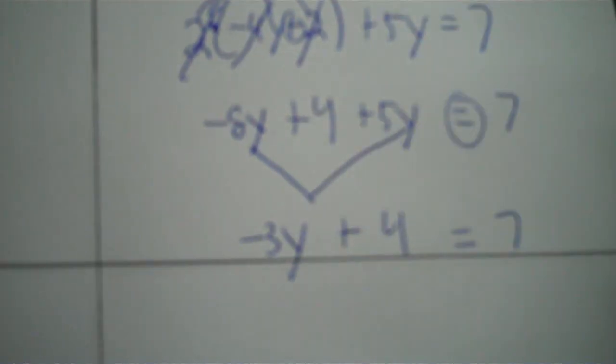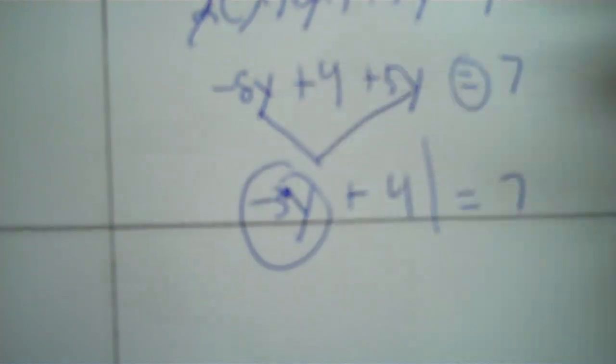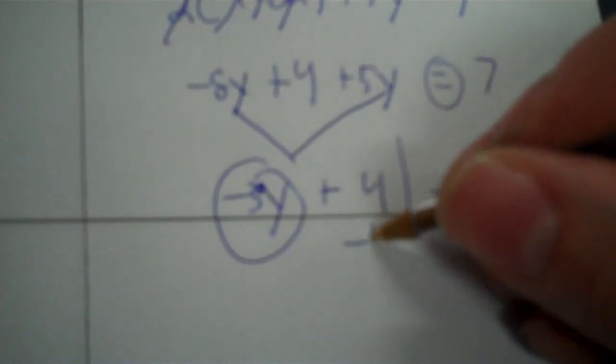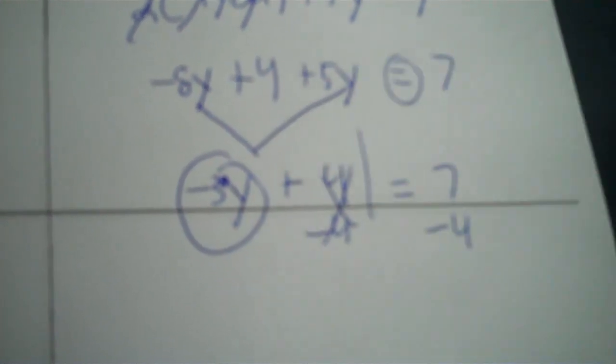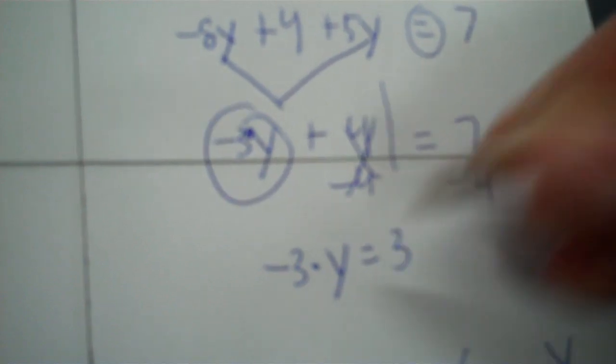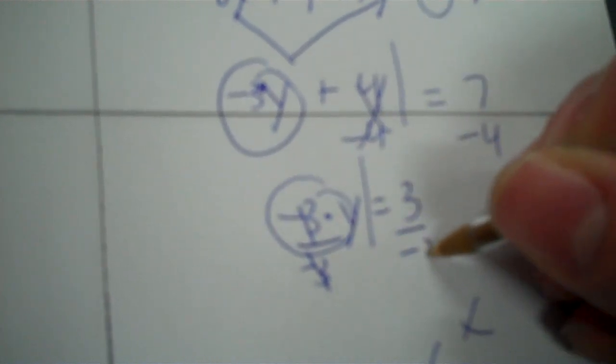Now you can solve for y pretty easily, because you know that that's times and that's plus. So you take out your 4 by minusing. 7 minus 4 is 3. You divide both sides by negative 3. And 3 divided by negative 3 is negative 1. Now keep in mind it's y. So y is negative 1. Now to find your x, go into your base.